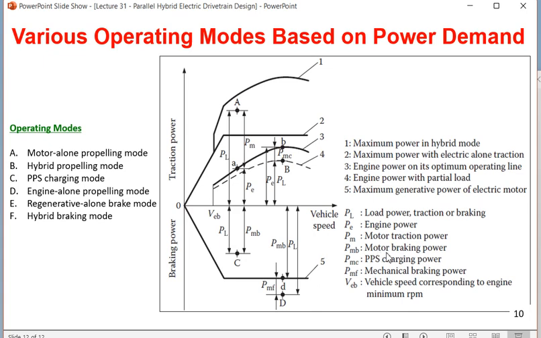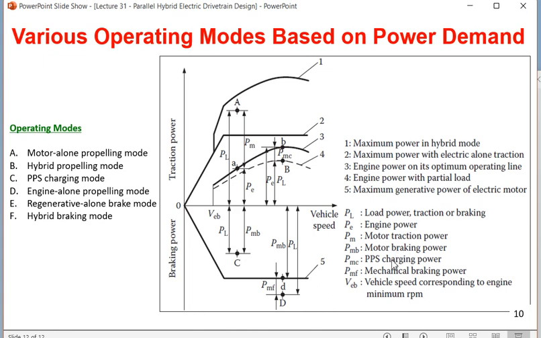PMB, where B stands for brake, is the motor braking power. So this is nothing but the electrical braking power, PMB. PM stands for motor power, B stands for brake. So brake motor power means this is the electrical brake power. For electrical braking, we are actually taking some energy from the PPS also, that is the battery.